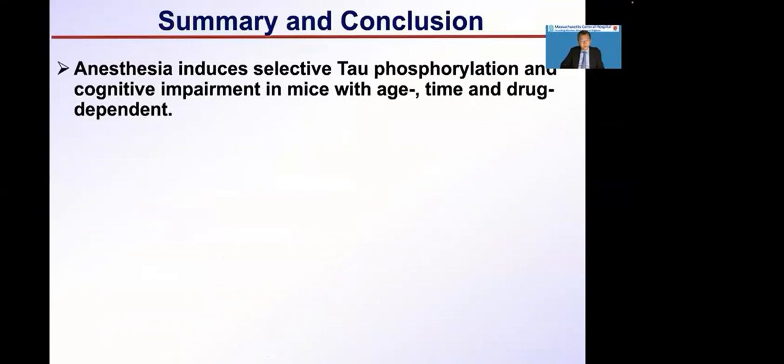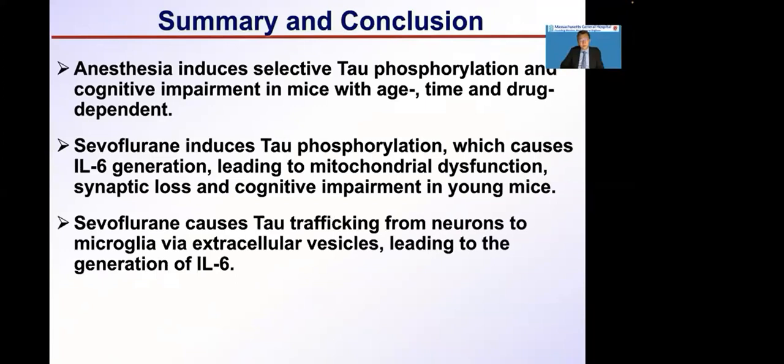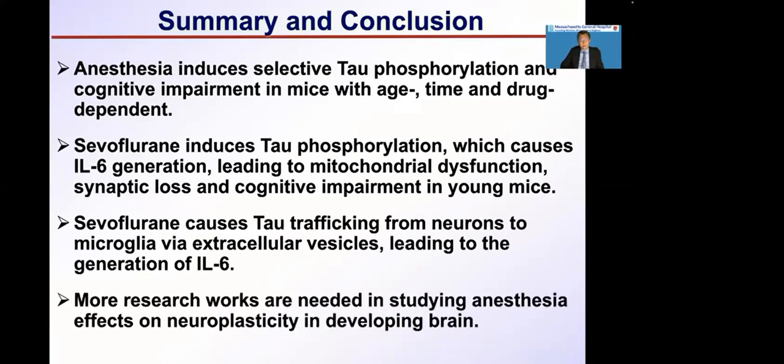So here's a summary. Anesthesia like sevoflurane can induce selective tau protein phosphorylation and cognitive impairment in mice, dependent on age, time, and drug. Sevoflurane-induced tau phosphorylation then causes IL-6 generation, leading to mitochondrial dysfunction, synaptic loss, and learning memory impairment in young mice. Sevoflurane can cause tau trafficking from neurons to microglia through extracellular vesicles, leading to generation of IL-6. Much more research is needed in studying anesthesia effects on neuroplasticity in the developing brain.